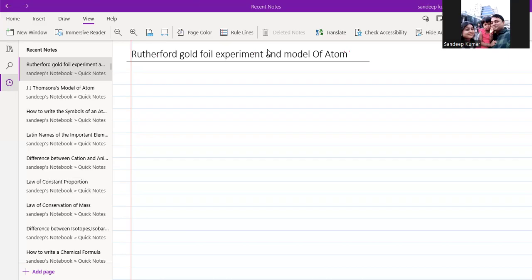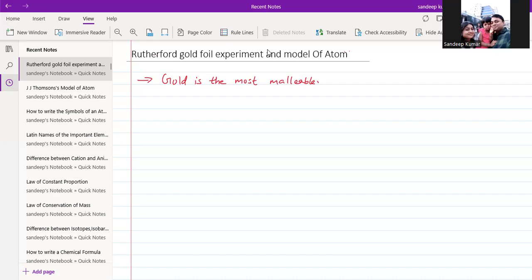So, Rutherford gold foil experiment. What question are they asking, children? Why did Rutherford choose gold only? The reason behind it was that gold is the most malleable element. So to get very fine thin sheets of gold, he chose gold only.